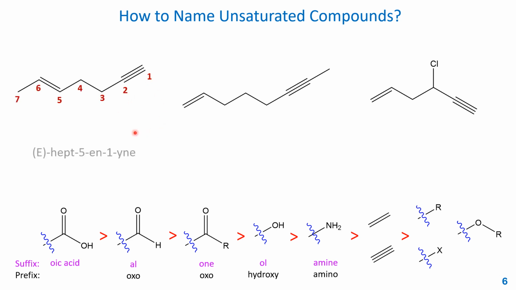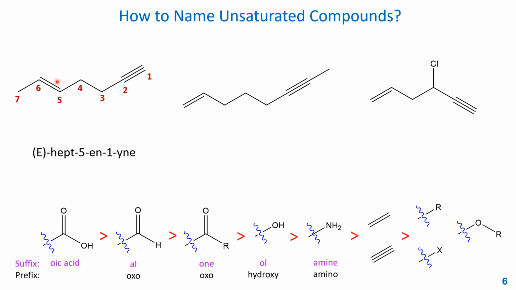And the name will be E-hept-5-en-1-yne. E means the alkene, this double bond is a trans alkene. Okay. Again, I will talk about that more in another mini lecture. Hept is a prefix. We have 7 carbons in the longest carbon chain. And 5 is the location of this double bond. It's between 5 and 6. We pick up the low number, the 5-en, and 1-yne.